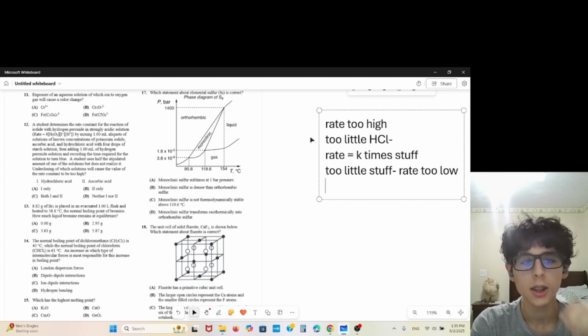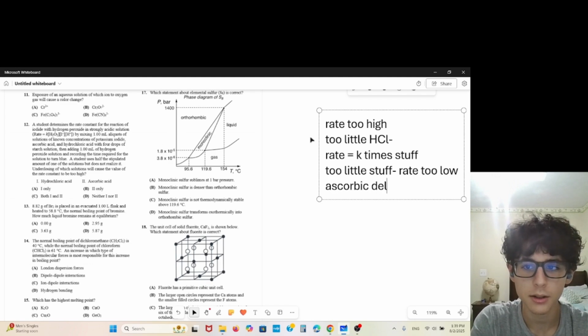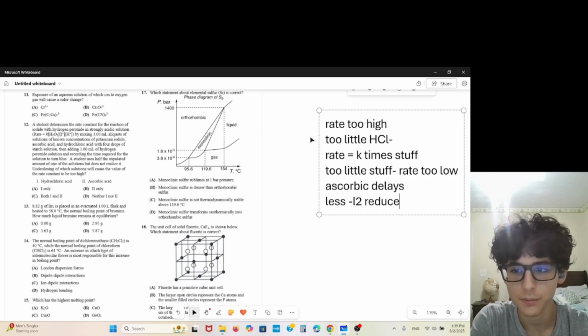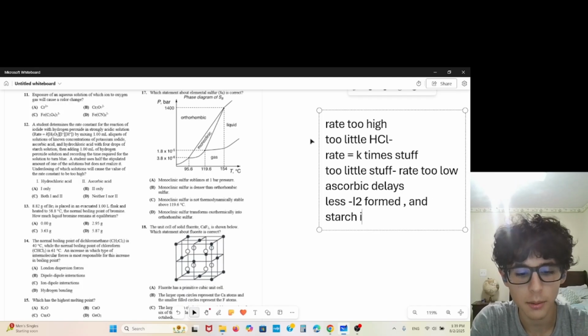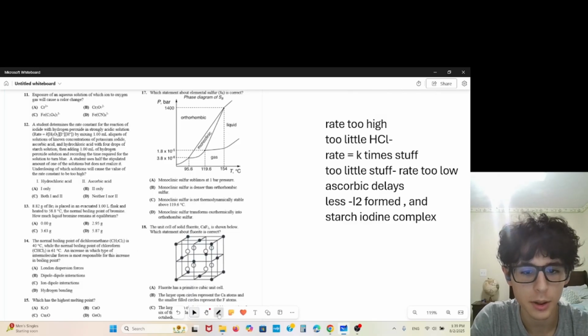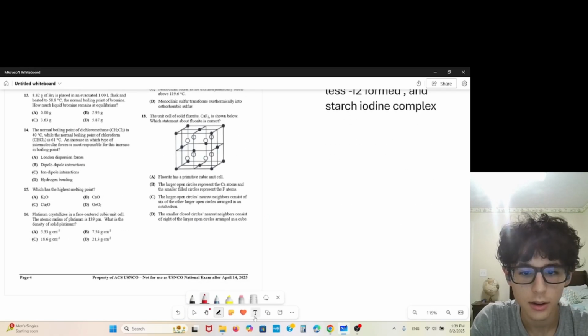So one is wrong. So uric acid delays, right? Delays the reaction. So when there's less, I2 is formed more quickly, and the starch iodine complex is formed more quickly. So it's faster. So 12 is B. All right. Next. 16, quick formula.